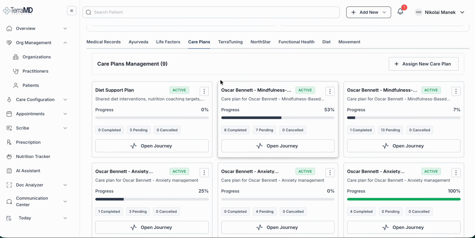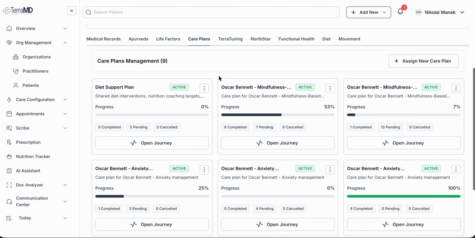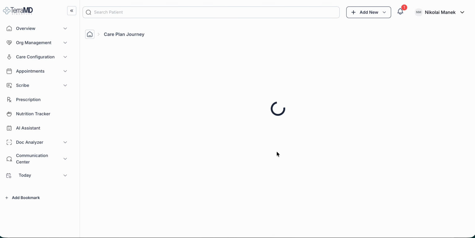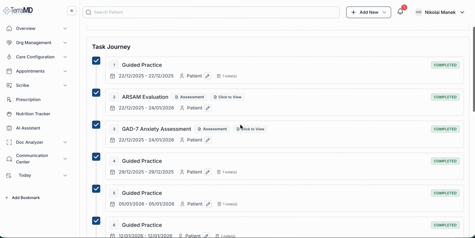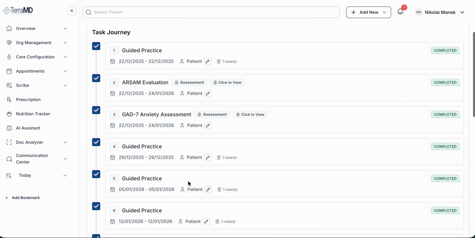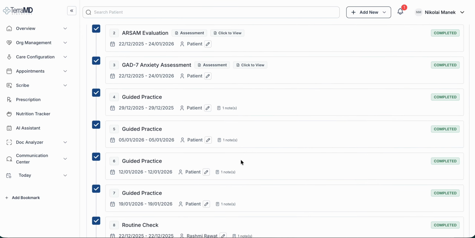Care plans. You can create patient journeys, client journeys. So it's not just for patients, it's also for clients, coaching clients, for example, and give them a complete journey. So here we have mindfulness practice. If we open that journey, then we see there's assessments, there's guided practice, and so on, once per week.